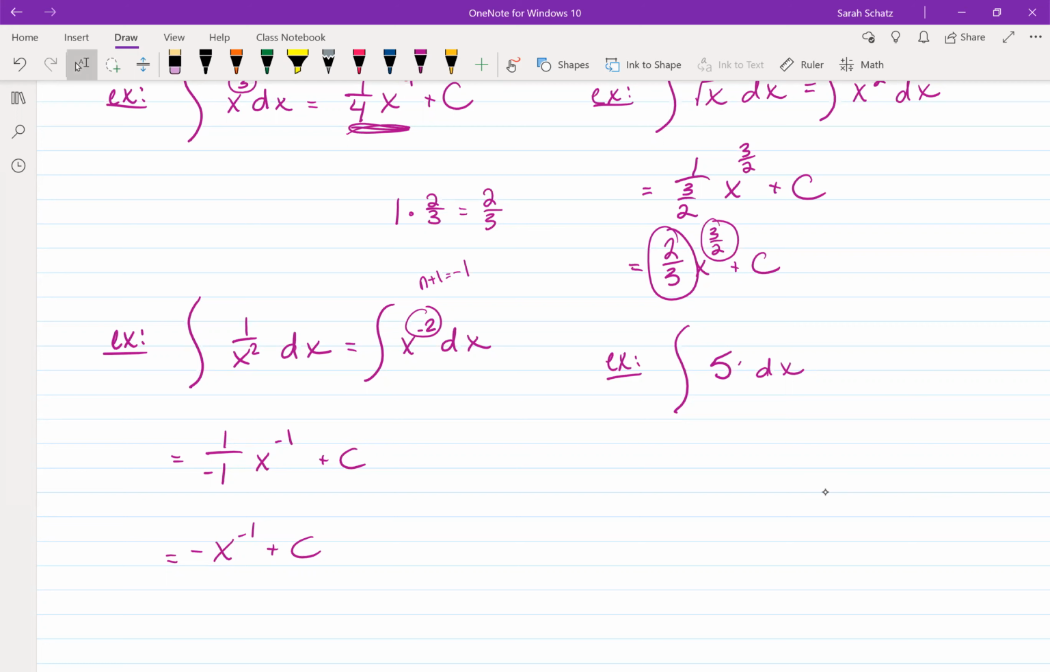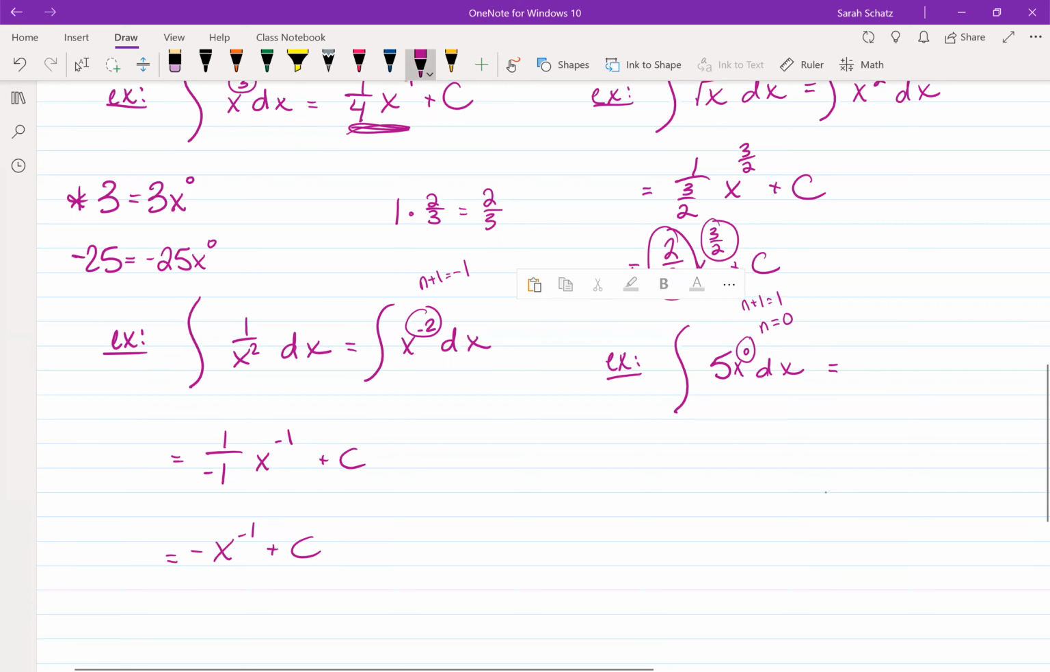I want you to think about a constant, 5 in this case, as 5x to the 0. You guys remember, you can write any constant number that way because x to the 0 is just 1. So for example, if I just had a 3, I could always write it as 3x to the 0. Or if I had a negative 25, I could write it as negative 25x to the 0. So if I write it this way and I say that my power on x is 0, my n plus 1 would be 1.